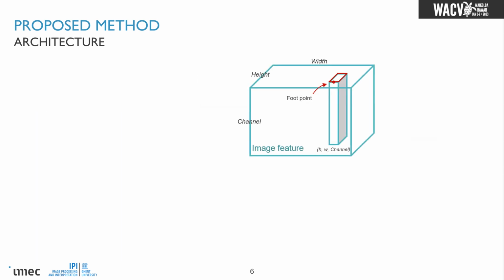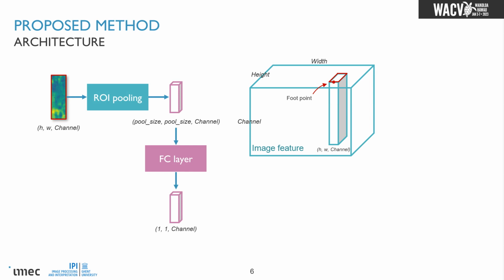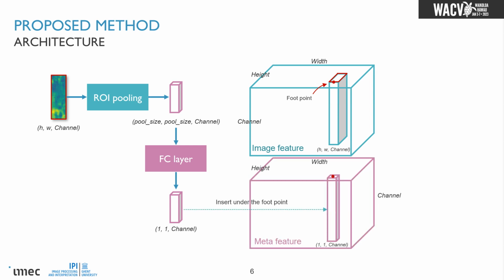For example, this rectangle is the original image features with the predicted bounding box. We extract the bounding box feature and compress it into a lower dimension feature with only 1 by 1 size. And then we create a zero tensor with the same size as the image feature and insert the compressed feature into the corresponding position of the pedestrian, which is the foot point, to build an auxiliary feature map. We call it the meta feature. And finally, we concatenate the image feature and meta feature together.